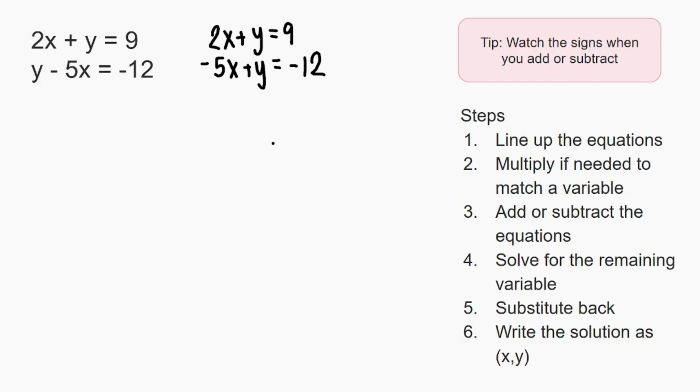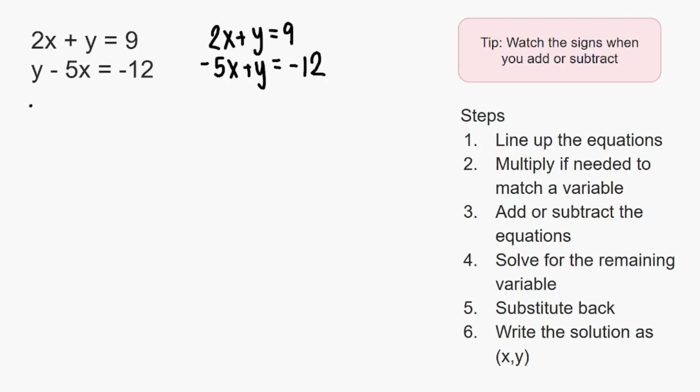In this case, we don't have to multiply because the coefficients of y here are both 1. So let's start by subtracting. Because if we add, we're just going to end up with 2y and we're going to end up with some x's. So we're trying to get rid of a variable, so we're going to subtract instead.